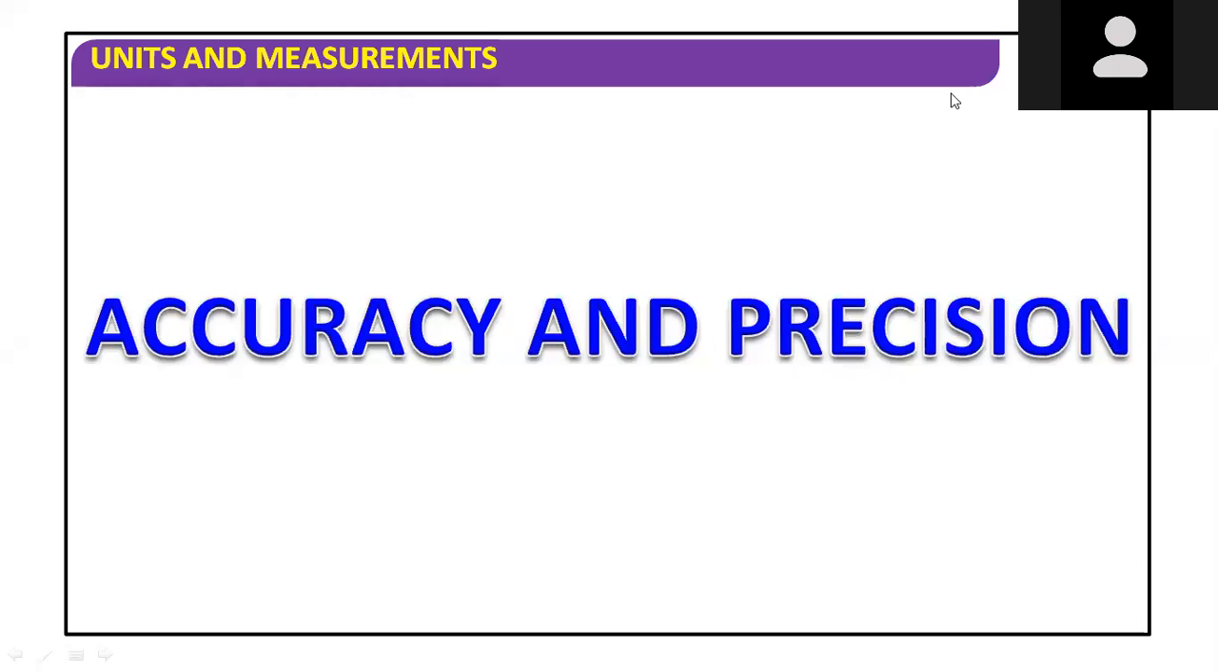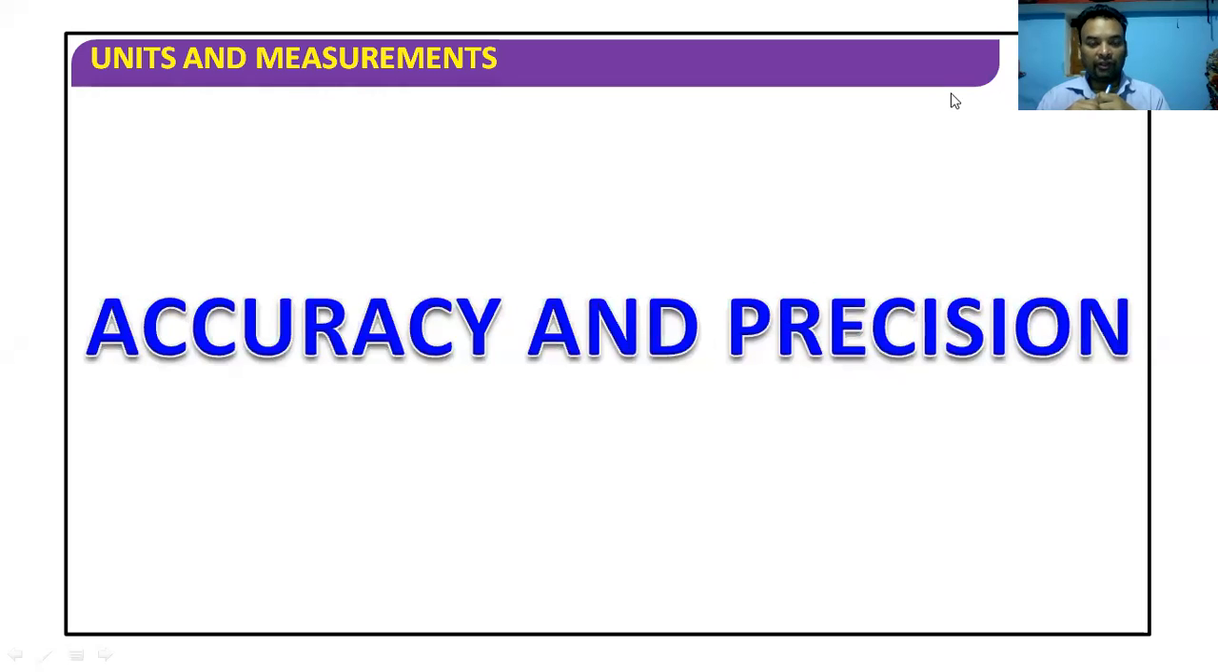Okay, so today our topic is accuracy and precision. It is a part of chapter 1, units and dimensions. In our previous lectures, we studied measurement of length, mass, and time. So today is a totally new topic, which is accuracy and precision. It's a very interesting topic, quite typical.